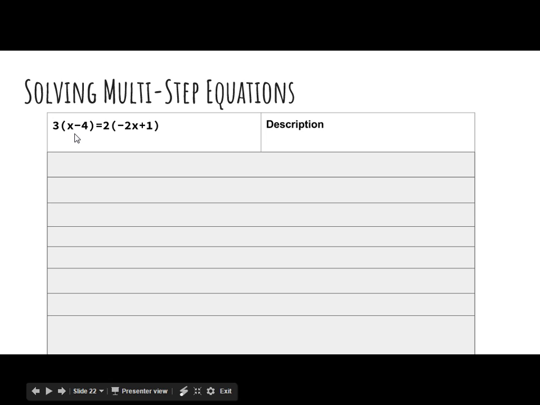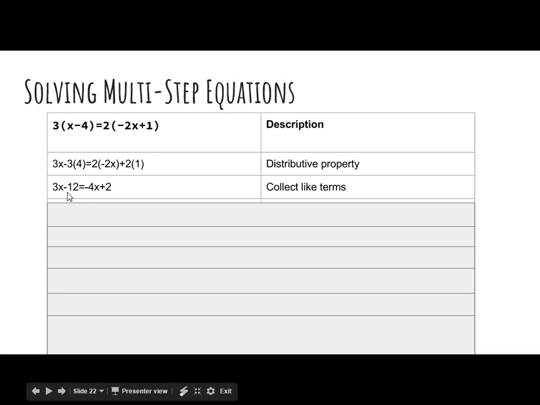So we're going to put the distributive property into action here. We're going to multiply the 3 onto the x, and we're going to multiply the 3 onto the 4. So what we'll get in our first set here is 3x, that's what 3 times x equals, minus 3 times 4. I keep my subtraction the same as the one up in the question. And then I'm going to have my 2 onto negative 2x plus 2 times 1. So now when I start multiplying the work through, I should get an answer of 3x minus 12 equals negative 4x plus 2.